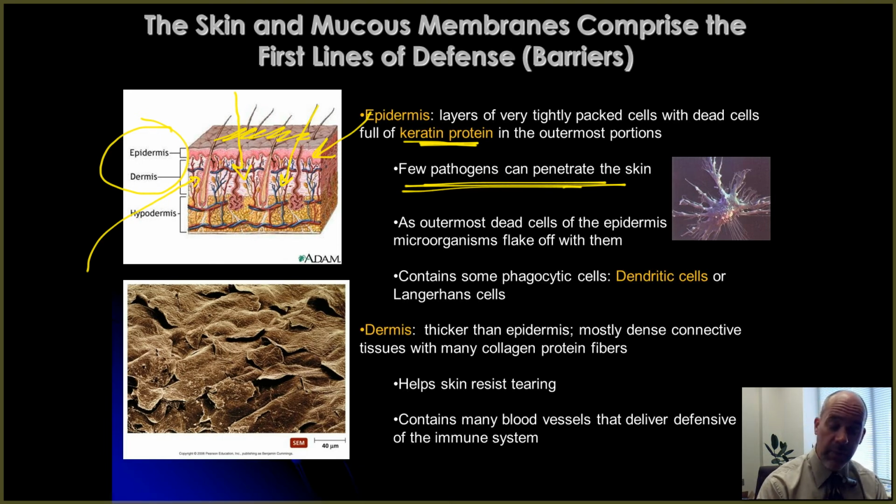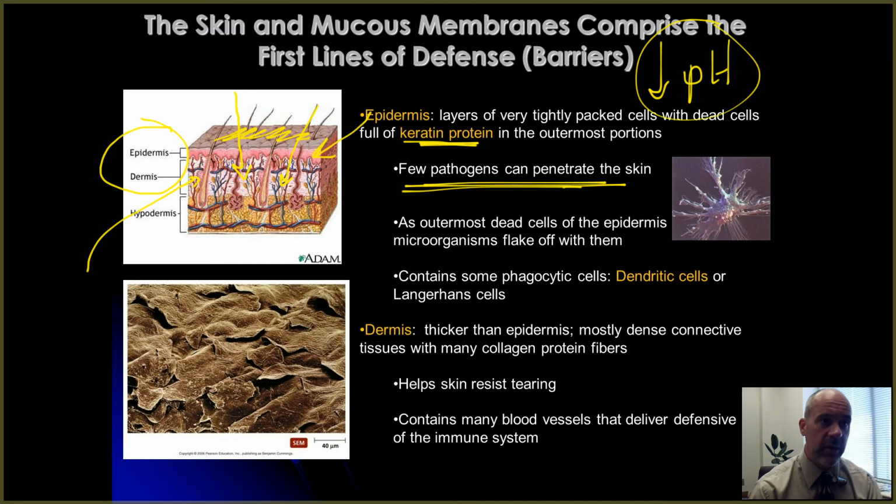Some other properties of the skin make it a good barrier. The pH of the skin is actually a little bit lower than what you find elsewhere in the body. Those outermost dead cells of the epidermis that are covered with microbes are constantly flaking off. Here's what they look like under an electron microscope. And so that helps control the numbers of microbes present on the surface of the skin and helps prevent them from overgrowing to astronomical numbers, since they're constantly flaking off with your dead skin cells.